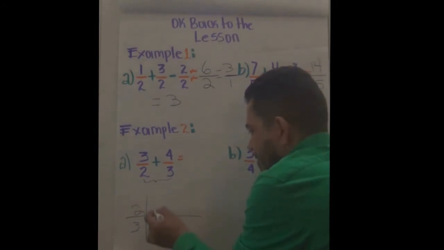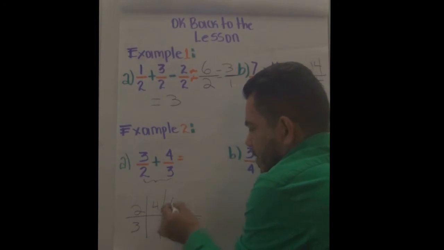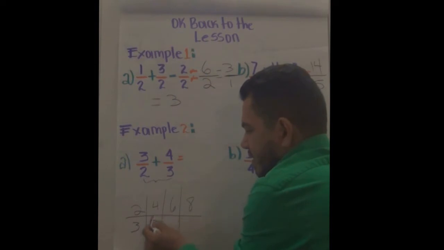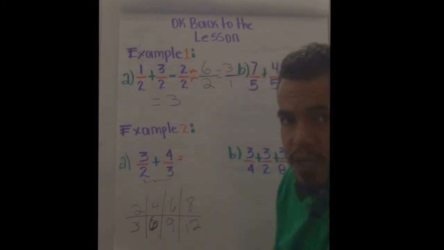So let's start with the times tables. 2 times 1 is 2. 2 times 2, 4. 2 times 3, 6. 2 times 4, 8. 3 times 1 is 3. 3 times 2 is 6. 3 times 3 is 9. 3 times 4 is 12. And I can go on.